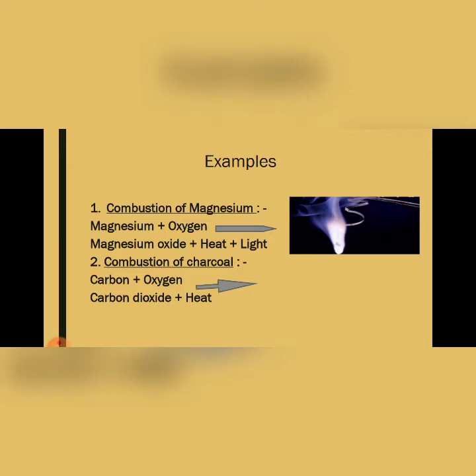Second example is combustion of charcoal. Charcoal contains carbon. So when charcoal is heated in the presence of oxygen, the carbon present in the charcoal combines with oxygen to form carbon dioxide, heat and light.